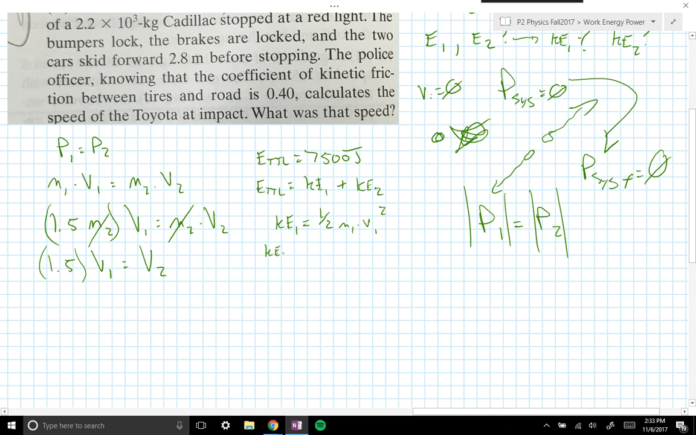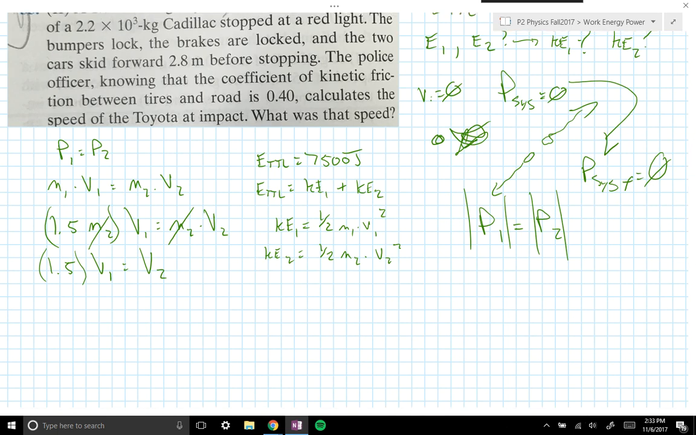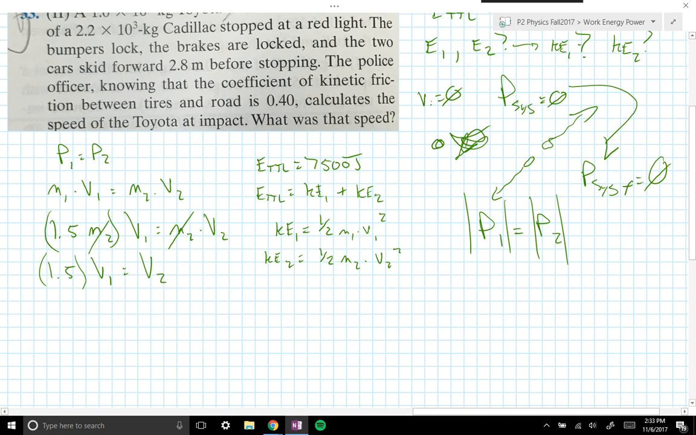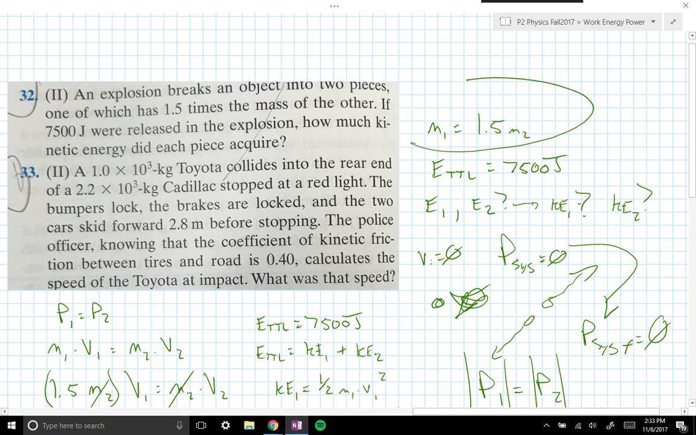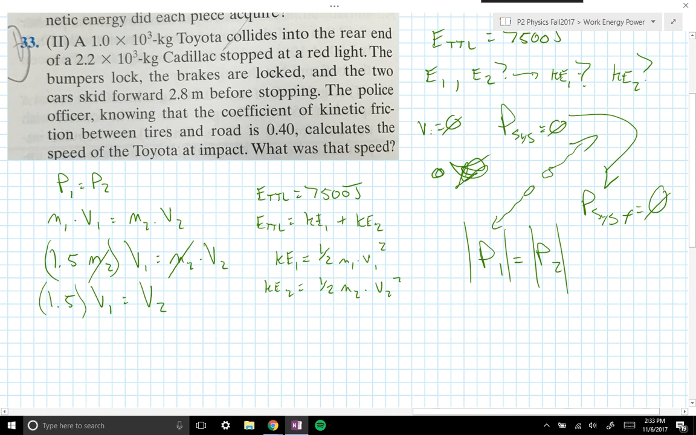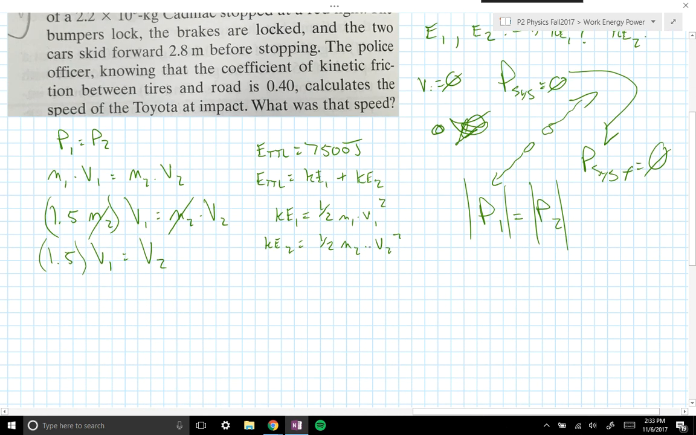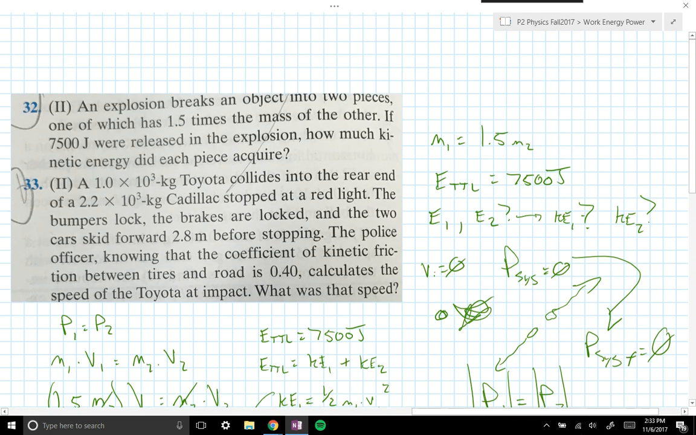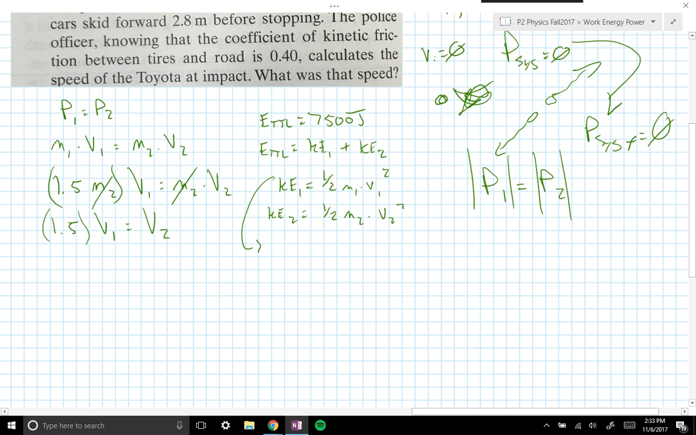The kinetic energy of the second one would be 1/2 mass 2 times velocity 2 squared. Now, I know that mass 1 is the bigger mass, right? Mass 1 is 1.5 times the mass of mass 2. So let's make this a little bit easier. Let's look at the mass 1 statement, and instead of saying mass 1, I'm going to put instead 1.5 mass 2.